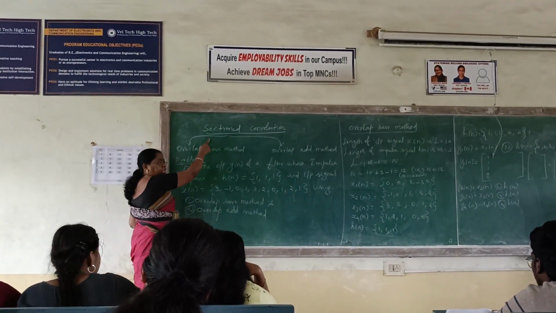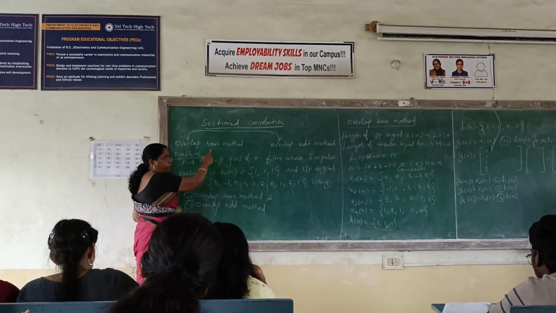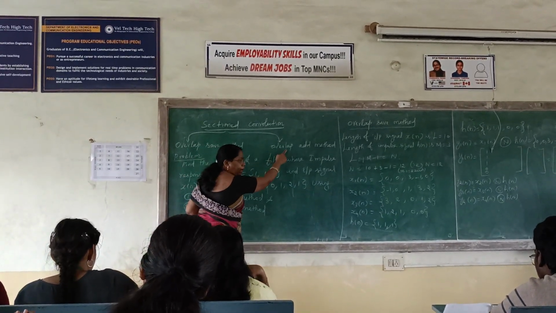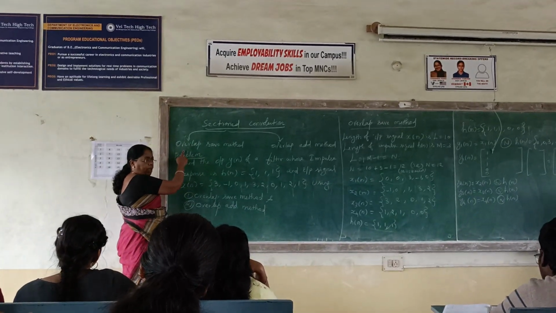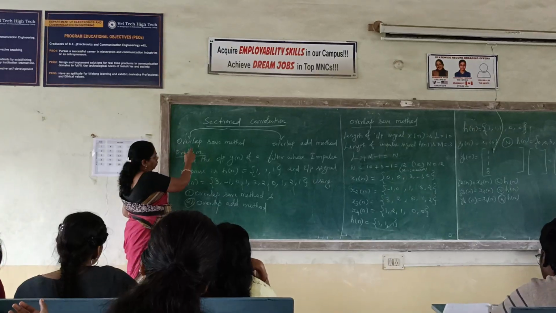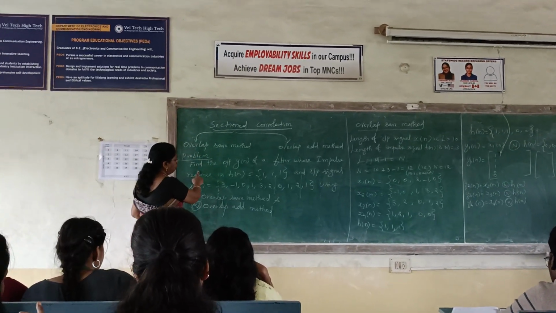Under this section, we have two methods. One is the overlap save method, and the other is the overlap add method. In this problem, you are going to find the solution for the overlap save method. So this is the problem.